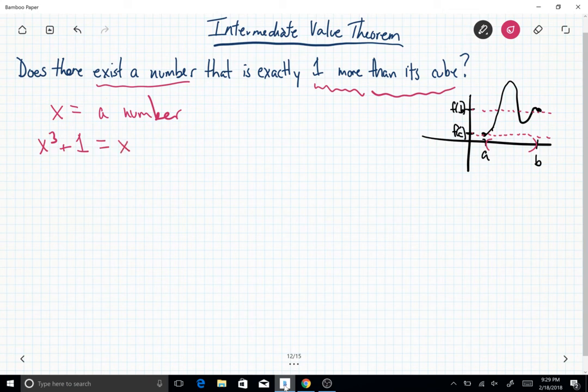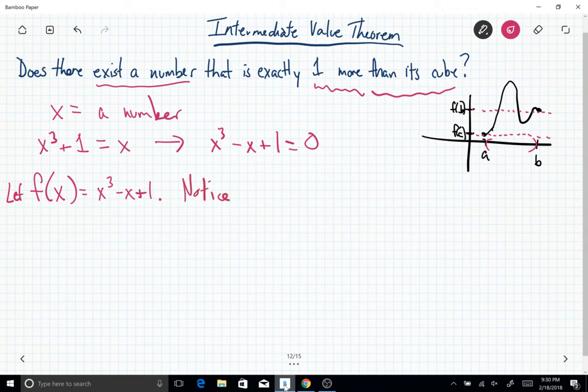Or in other words, this is kind of nasty to set up, but if we wanted to see if there's a solution, what we're looking for is x cubed minus x plus 1 equals 0. And I don't have a calculator on me or anything like that, so how do I figure this out, right? So what we can do is start with a function. Let f of x equal x cubed minus x plus 1. Notice it's a polynomial, so f of x is continuous.